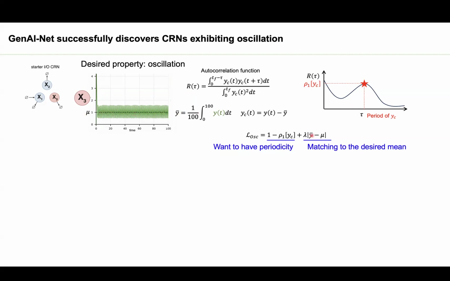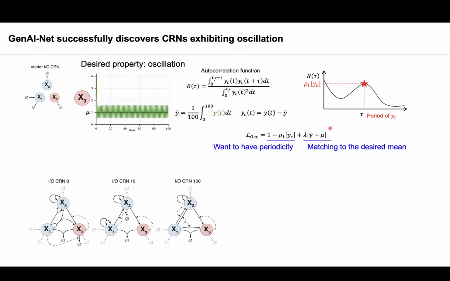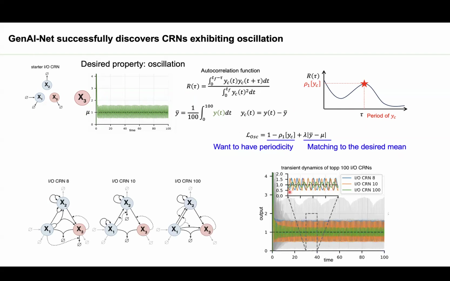By using this loss function, GenAI-Net sampled 100 theorems. Again, if we plot all the 100 theorems, then you can observe this curve. In this case, as you can see from this colored curve and even for the gray curves, they all have oscillations. So it means that GenAI-Net successfully sampled theorems which show oscillation.